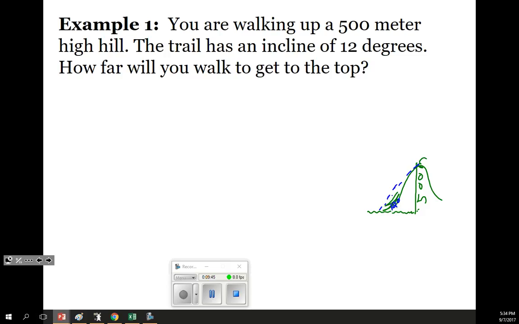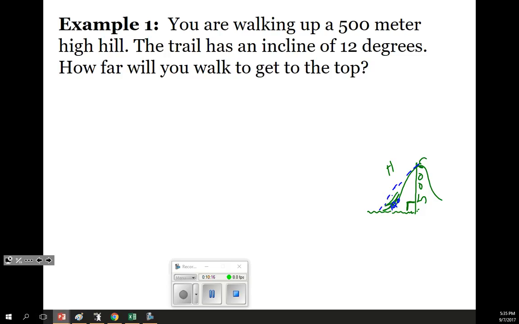Down here, now we have three sides of a triangle. So if you look for your right angle, here it is, right here. Opposite your right angle is your hypotenuse, and you're being asked to find how far you're going to walk to the top of that hill. So we know that that's the hypotenuse. Now look at where my angle is, which is given as 12 degrees.